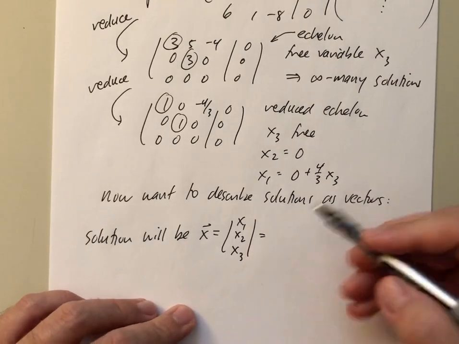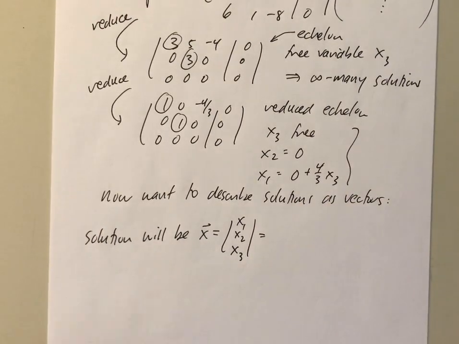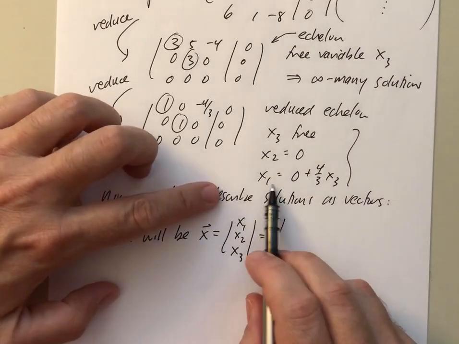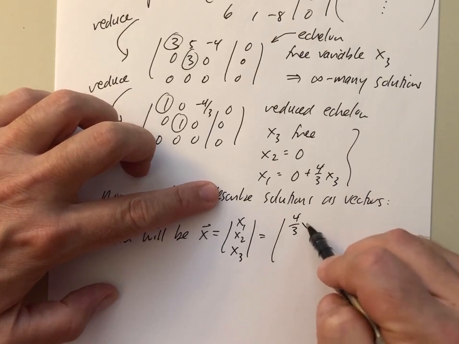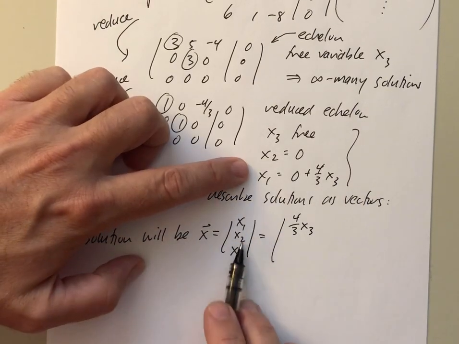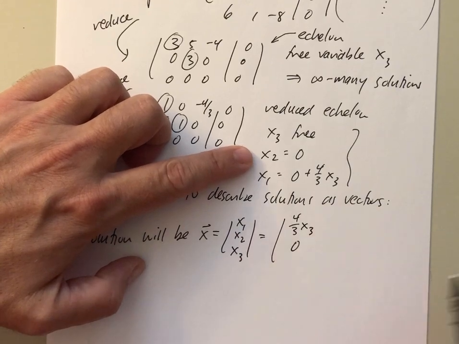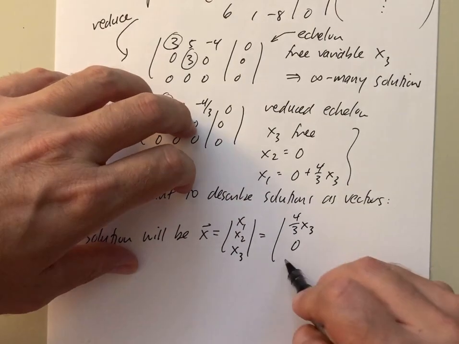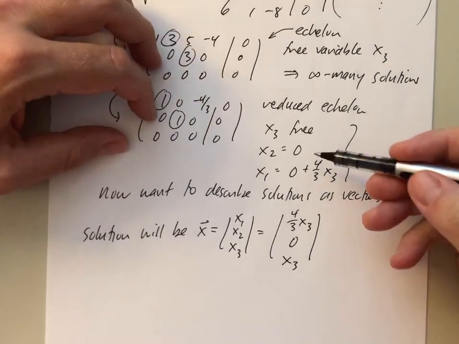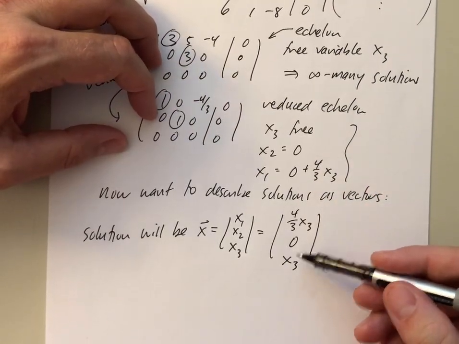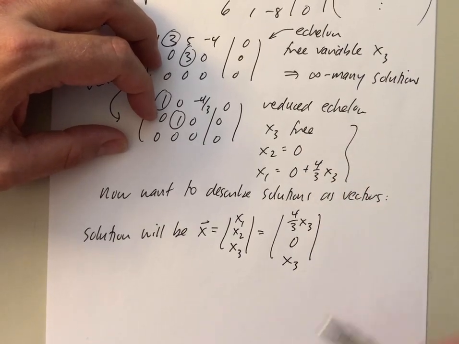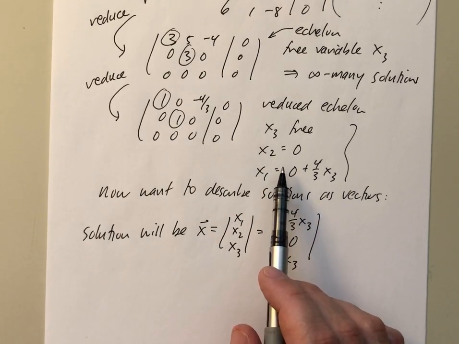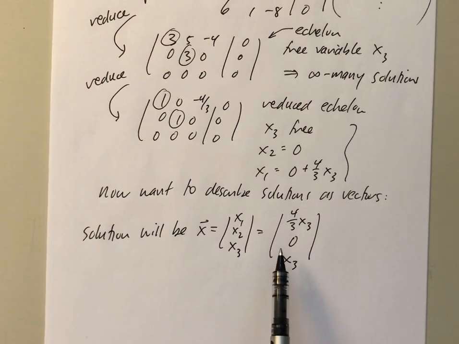And what I do now is replace everything here with the information that I now know. So x1 looks like 4/3 x3. I'm just replacing x1 with what it is. x2 is 0, and x3 is free. So x3 can be whatever it is; I'm just going to call it x3. Whenever you see a free variable, you just replace it with itself. And so what I've done is I've taken the information from what the solution set is telling me, but I'm putting it into a vector form.